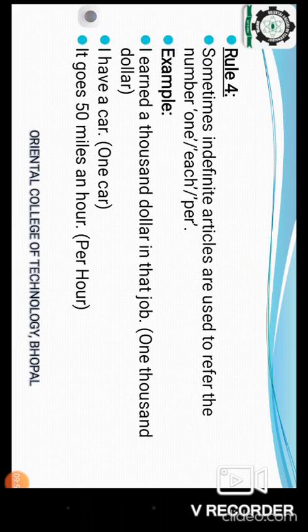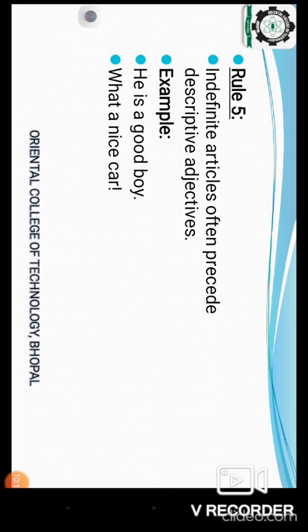Rule number 4. Sometimes indefinite articles are used to refer to the number one, each or per. Examples: I earned $1,000 in that job. I have a car, that is one car. It goes 50 miles an hour, that is per hour.